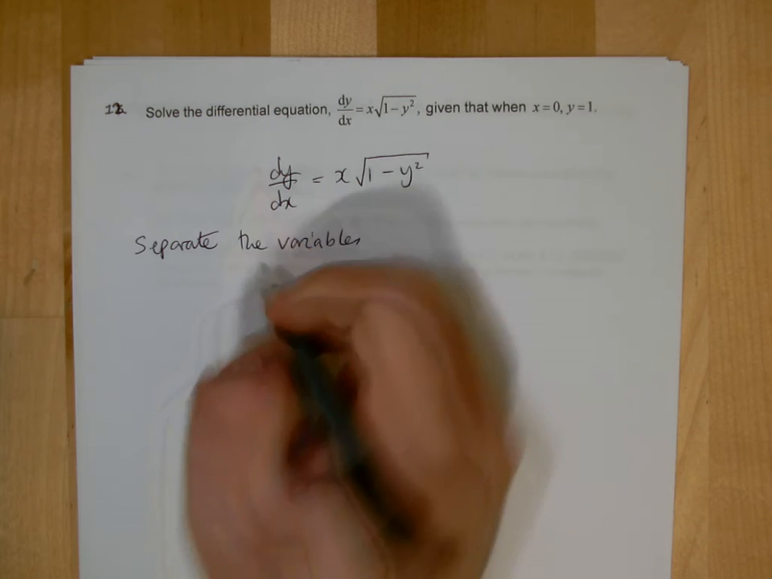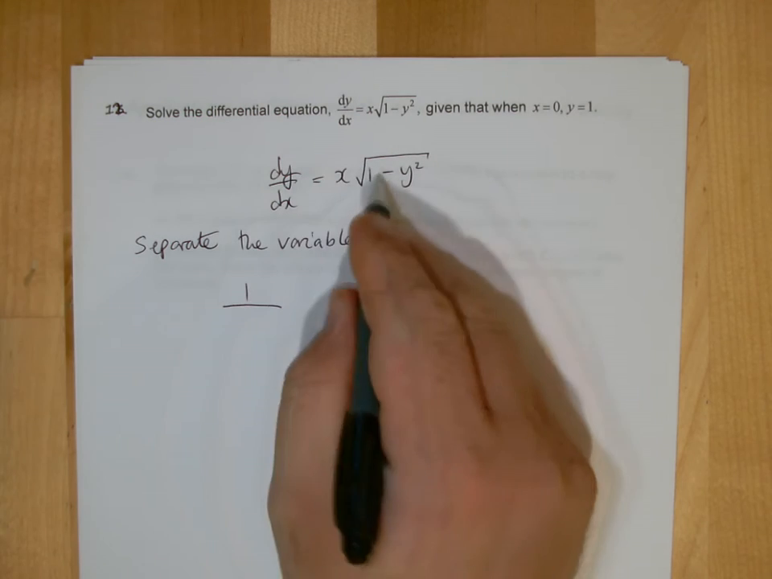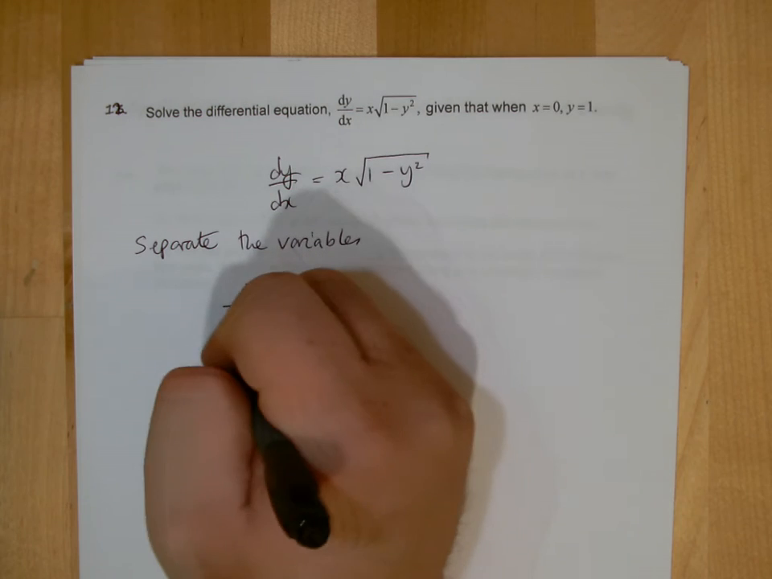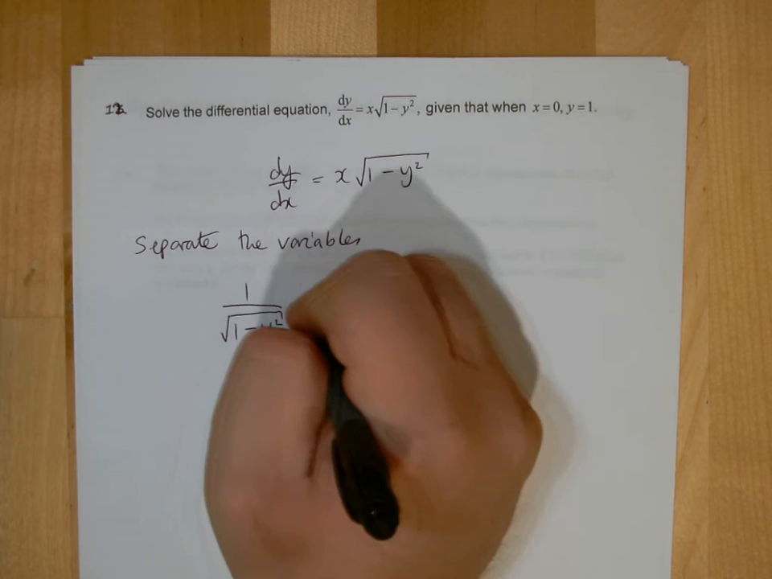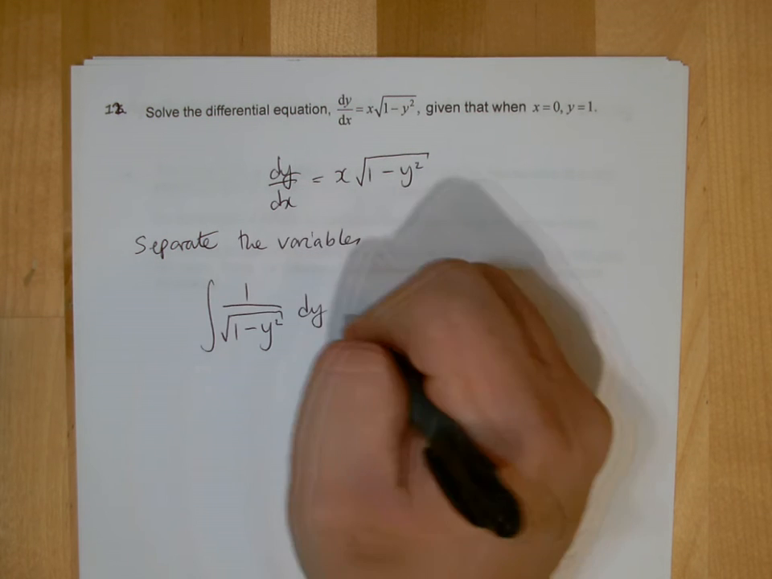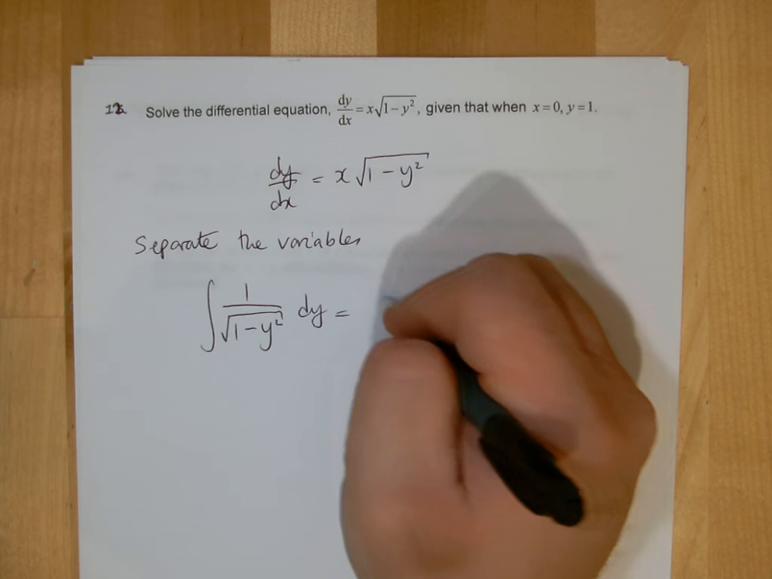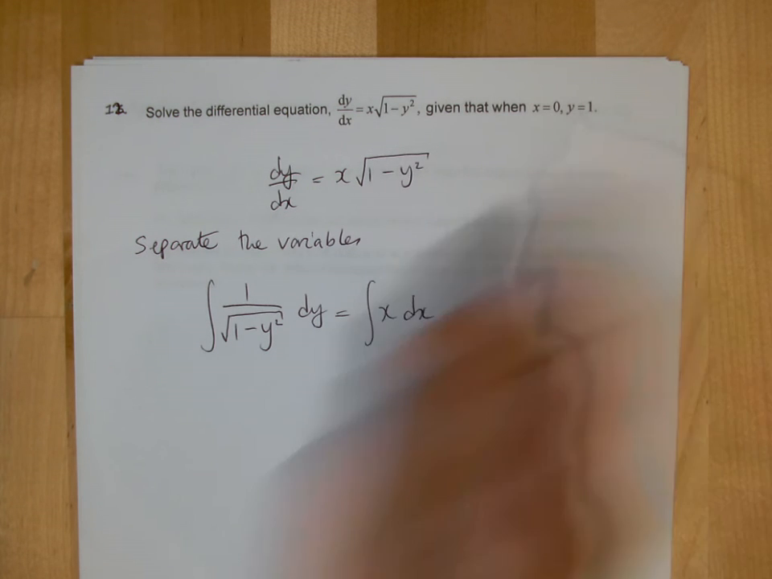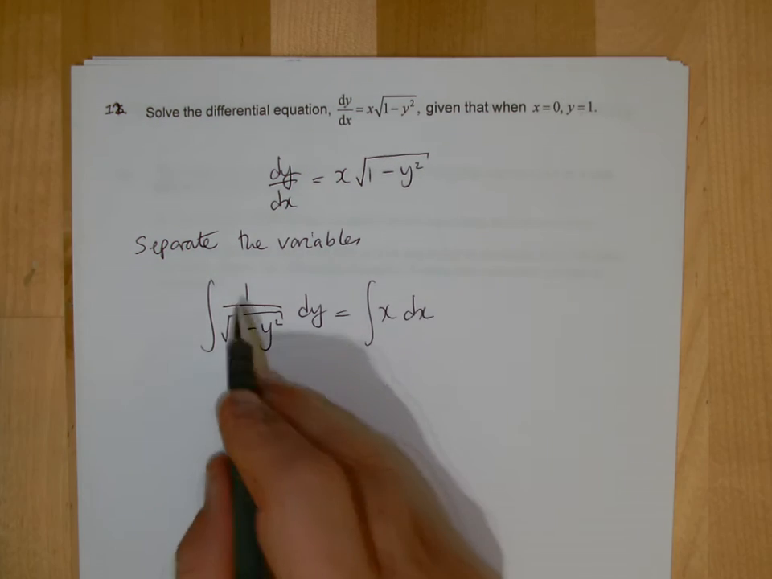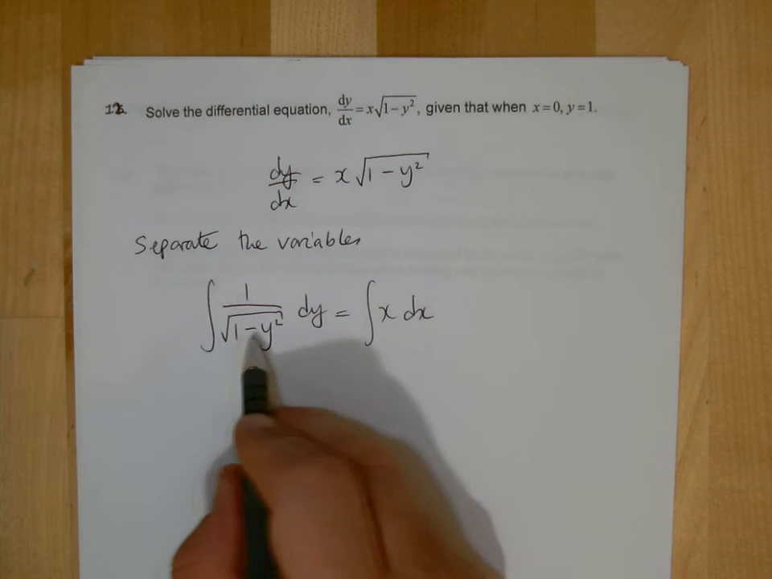So we've got 1 here, and you're going to take that over there, so we've got the y terms onto the left-hand side with respect to y, and we'll leave the x there, but bring the dx over, okay? So we then have to integrate this, 1 over the square root of 1 minus y squared.